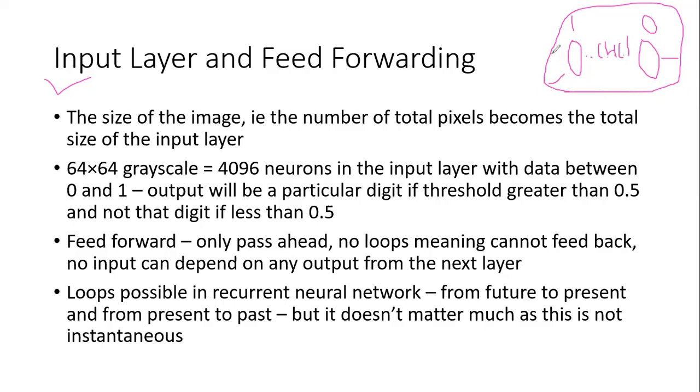We saw that if the inputs are images, then each pixel becomes one particular input. If I have a 64 by 64 image size, that means I will be having 4096 neurons in the input layer, and every input is going to have a value between 0 and 1, because in grayscale 1 means black and 0 means white. In that way you will be defining a whole picture.